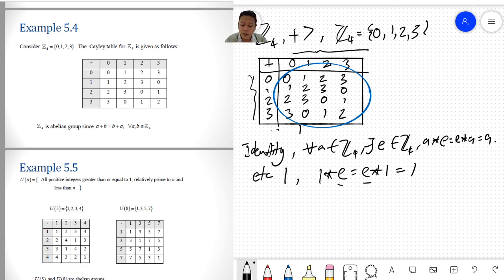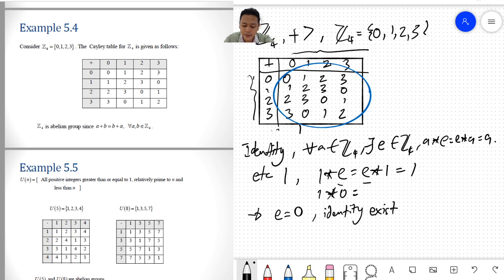When you find out, for the case of 1, it is 0, because 1 plus 0 is equivalent to 0 plus 1, you get back itself, 1. So for this case, the identity which is applicable for every element in Z4, E is equivalent to 0. My conclusion is that identity exists.